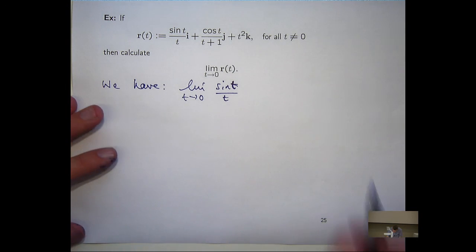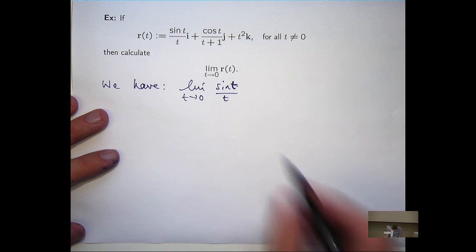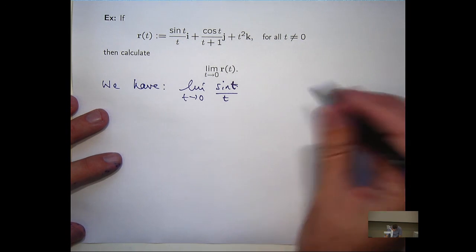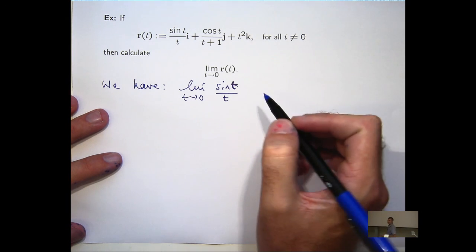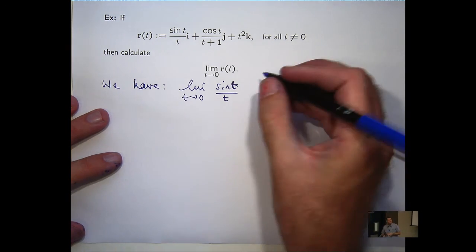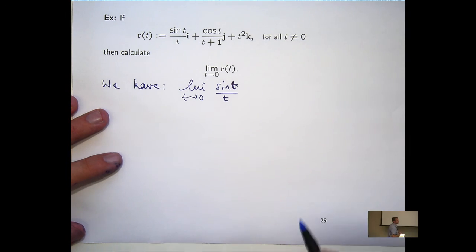Well, under these conditions, and assuming the limit exists, we can apply L'Hopital's rule. So you differentiate the top, differentiate the bottom, and then retake the limit. So the derivative of sine is going to be cosine.